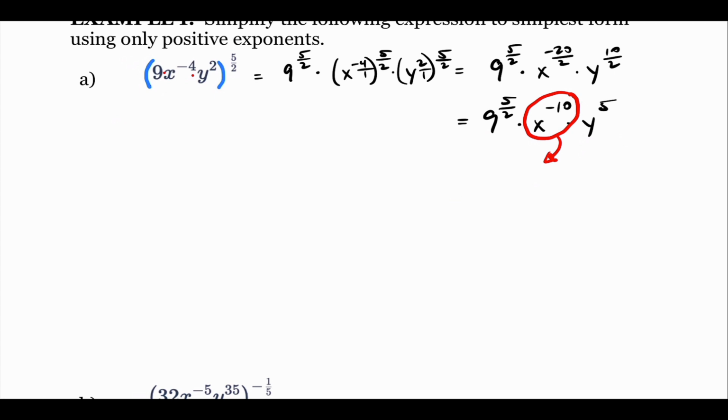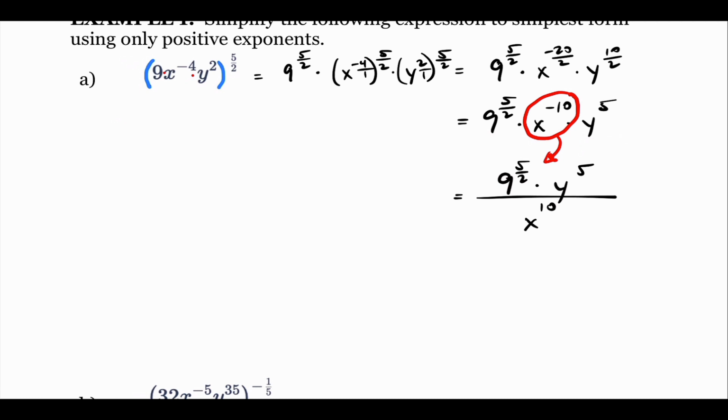So it's going to look like this. 9 to the 5/2 stays that way. Y to the 5th stays that way. And then x to the 10th power. Now it becomes a positive 10 power. Okay. No more negative exponents.